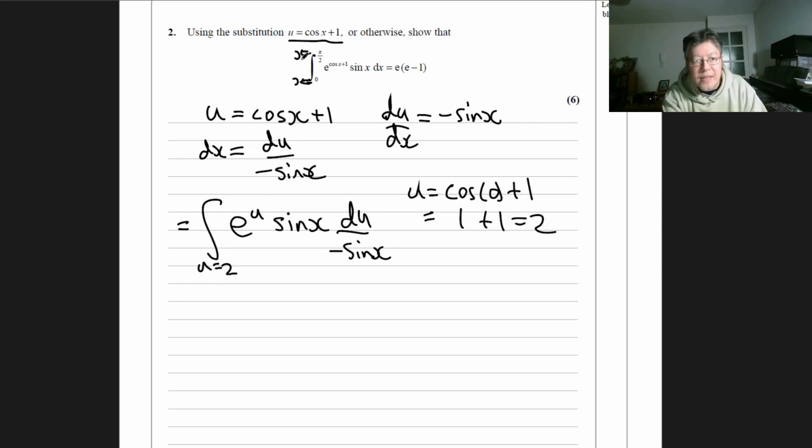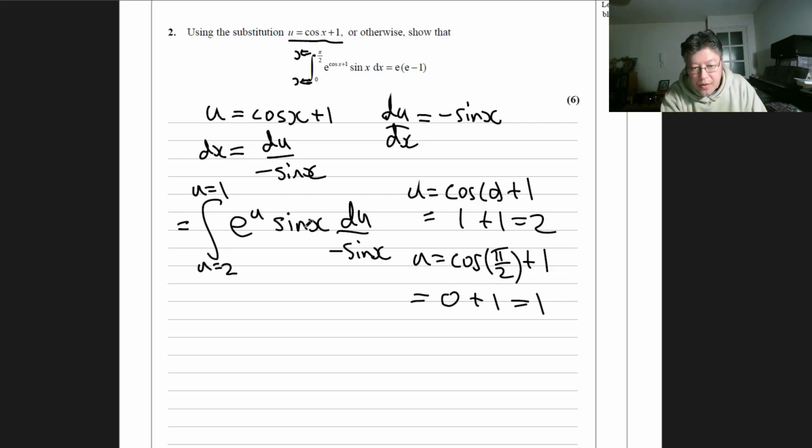The next limit is x equals pi over 2. So let's put that in. So u equals cos of pi over 2 plus 1. And cos of pi over 2, that's 0 plus 1, and that equals 1. So the next limit is u equals 1.